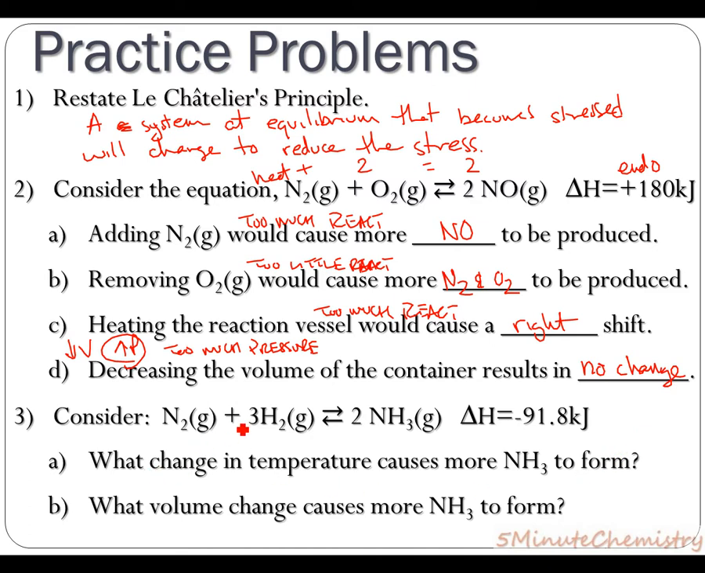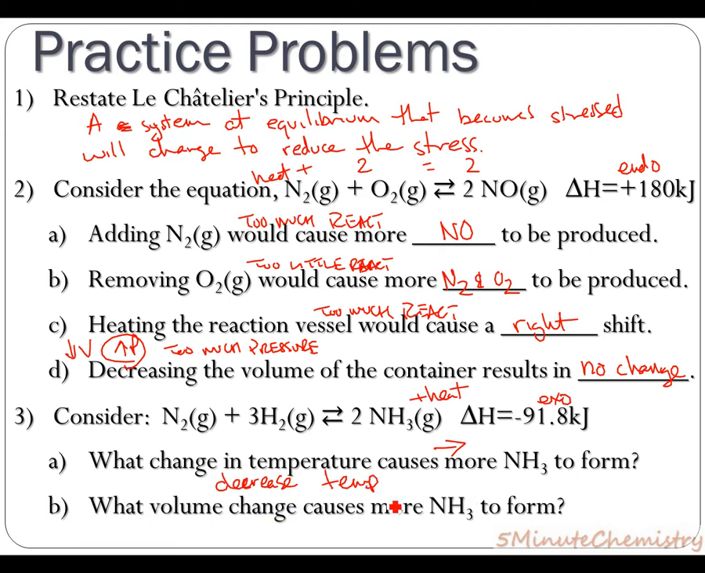Now consider N2 plus 3H2 shifts to make 2 NH3 with a delta H of negative 91.8 kilojoules. What change in temperature causes more NH3 to form? So we've got to consider this as an exothermic process, which means heat is a product, so that's plus heat. A change in temperature that would cause more NH3 to form. If I want more NH3, which means I want a right shift, the way that I can force that to happen is by taking away product would cause more product to form. So I will decrease my temperature, and that forces the right shift.